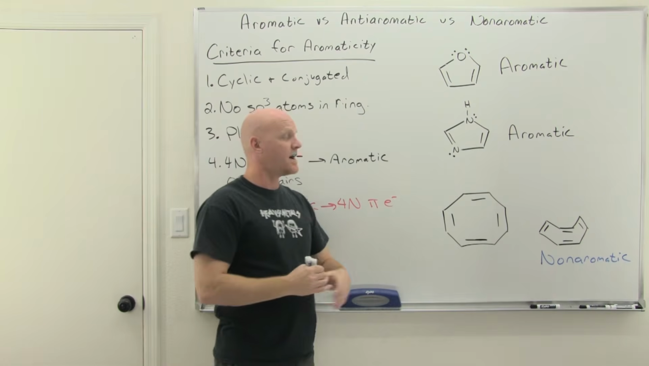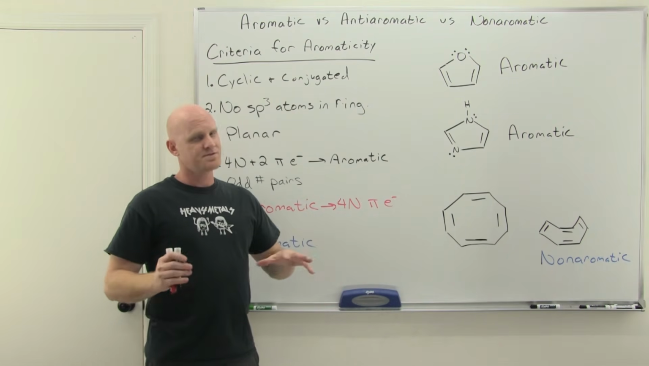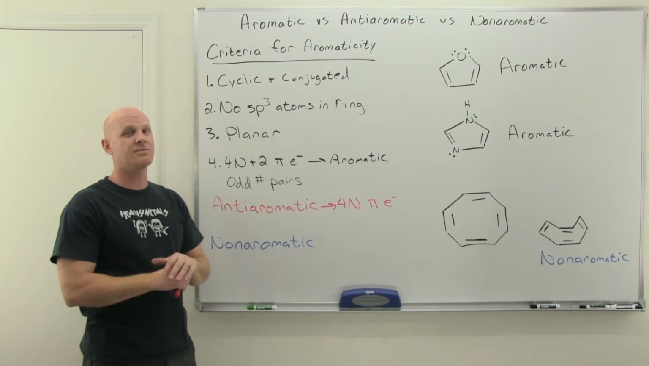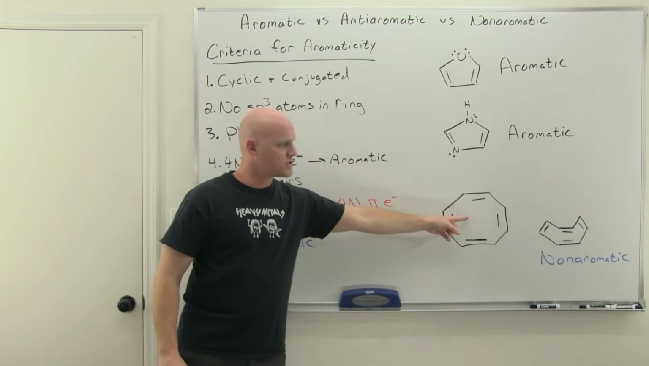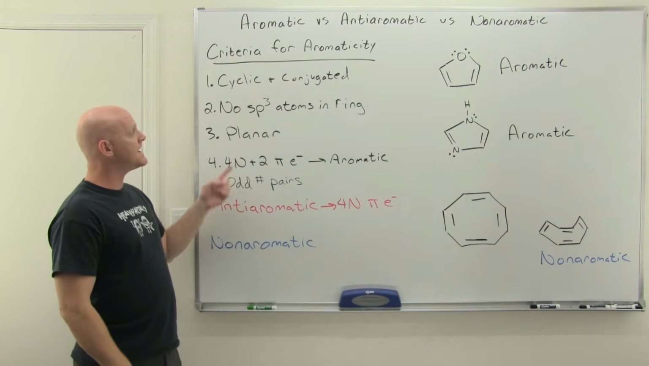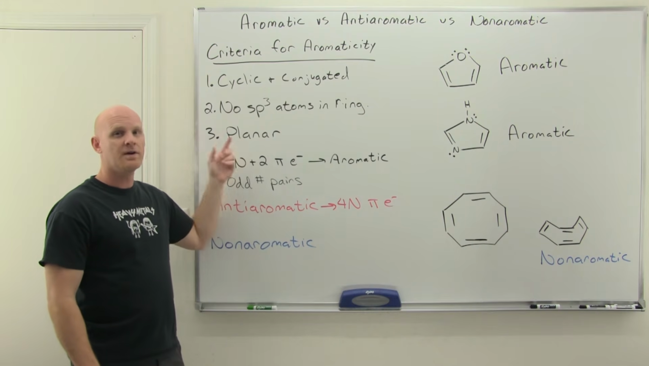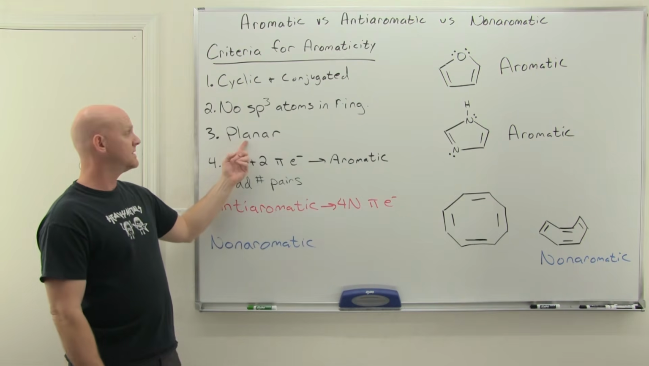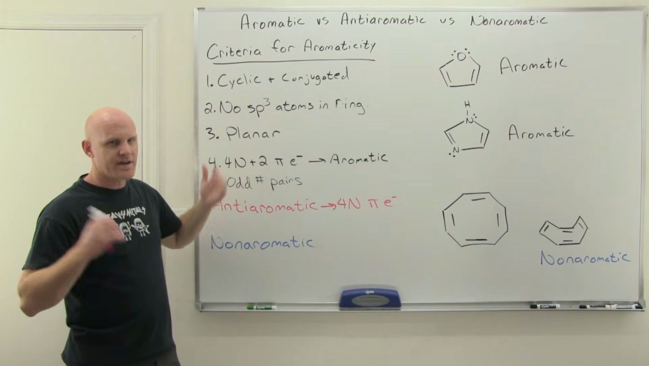Now, sometimes you're not on the hook for such knowledge. Most of the time you would be, but some of you are not going to be on the hook for this. And so sometimes they'll ask the question a little bit differently. They'd say, if you look at this structure, assuming that it can be planar, what is it? Well, if you assumed that it could be planar, then we'd satisfy criteria 3 based on that assumption.